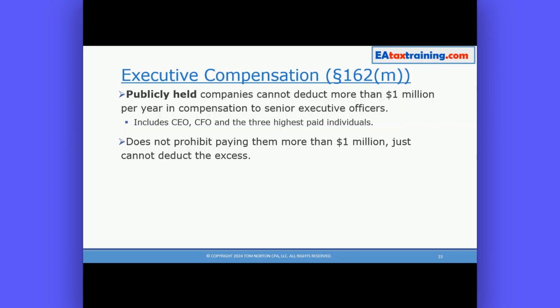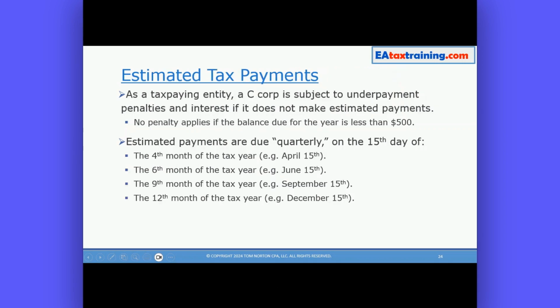It just says you're not going to be able to take a tax deduction for the amount in excess of $1 million. And this is not for all C corporations. This is only for publicly held companies. So publicly held companies are limited to $1 million for each of these senior executives or highest paid individuals.